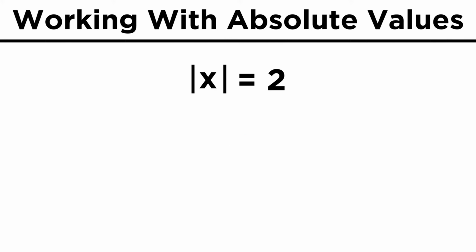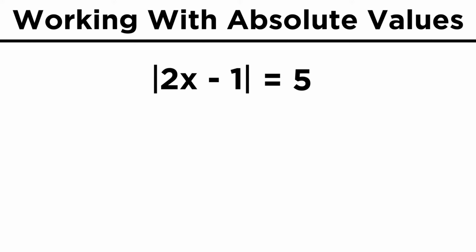When we encounter absolute values while solving equations, it just adds another step. If we have the absolute value of x equals 2, that means x could be 2 or negative 2, so there are two solutions to this equation.